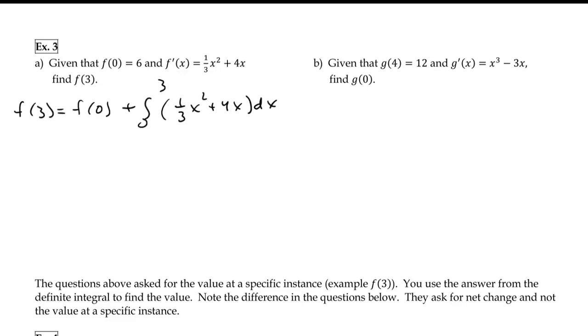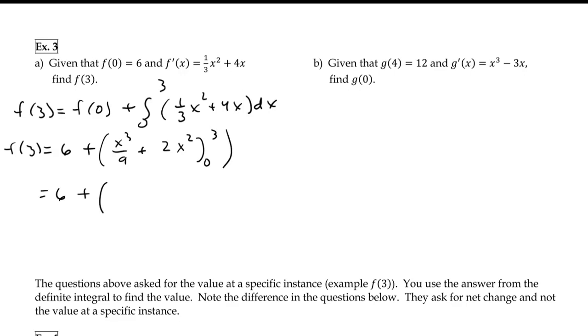We did the other ones using the calculator. Let's go ahead and do this one by hand. So f of 3 is going to be 6 plus, if I integrate this, I'm going to get, let's see, x cubed over 9 minus 2x squared. I said minus, plus, from 0 to 3. Okay, if I sub a 3 in here, I'm going to get 27 over 9, which is 3. Plus 18 minus 0. So f of 3 is going to be 6 plus 21. F of 3 is 27.